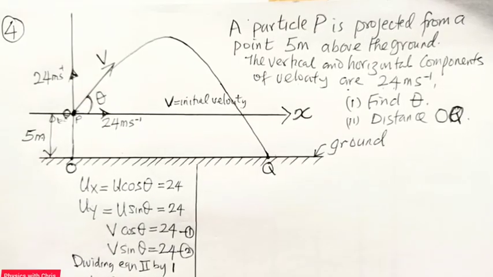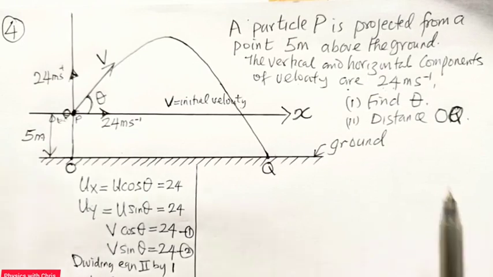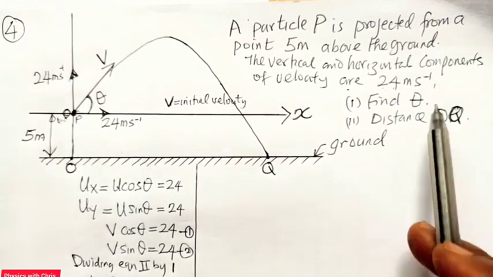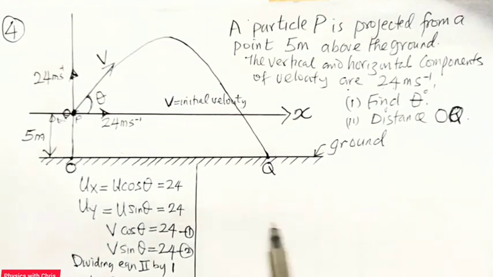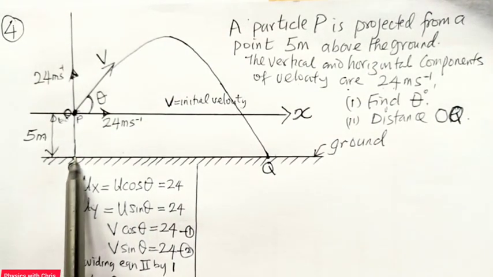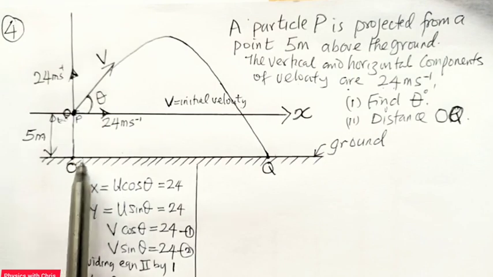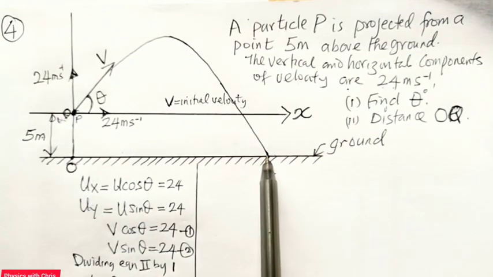A particle P is projected from a point 5 meters above the ground. The vertical and the horizontal component of the velocity are 24 meters per second. The question says find the value of angle theta in degrees and the distance OQ, that is from the foot of projection of the particle to point Q, where the particle hits the ground.